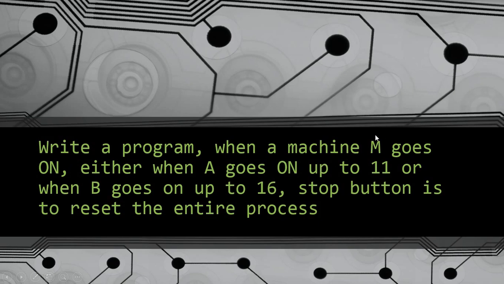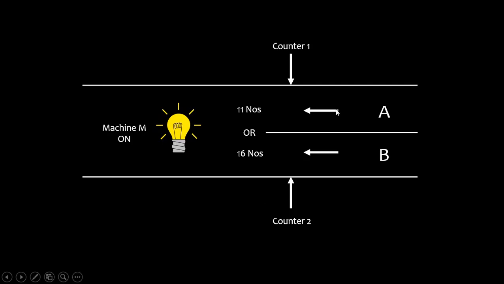So machine M should be on when A's output is coming up to 11 or B goes up to 16. So two counters are required for counting 11 and 16. If either of these things happens, M should be on, and one stop button is there for resetting the entire process.